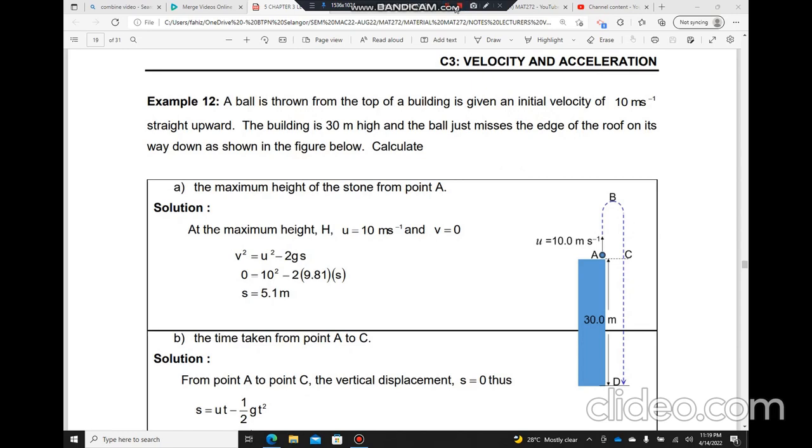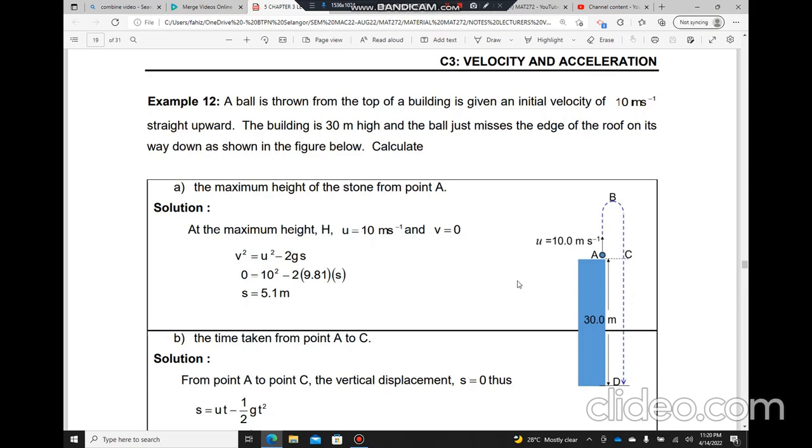Okay, so let's discuss example 12. A ball is thrown from the top of a building, is given an initial velocity of 10 meters second negative 1 straight upward. The building is 30 meter high and the ball just misses the edge of the roof on its way down as shown in the figure below. Calculate a, the maximum height of the stone from point A.